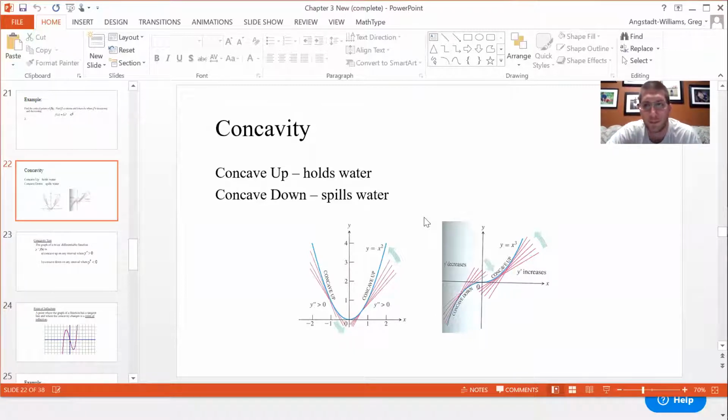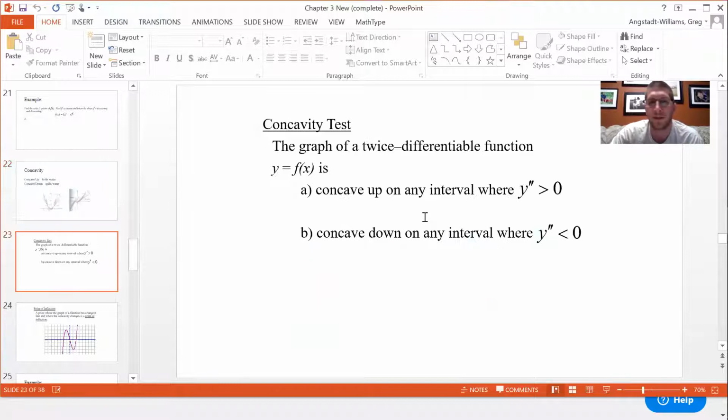Now, this comes into play because if you have a maximum value, it has to be on a part of the curve that is concave down in order to be a maximum. And in order to be a minimum, it would have to be on a part of the curve that is concave up. So the second derivative test is going to just verify what our first derivative test told us. If we have a max, it will be on a concave down. If we have a min, it will be on a concave up.